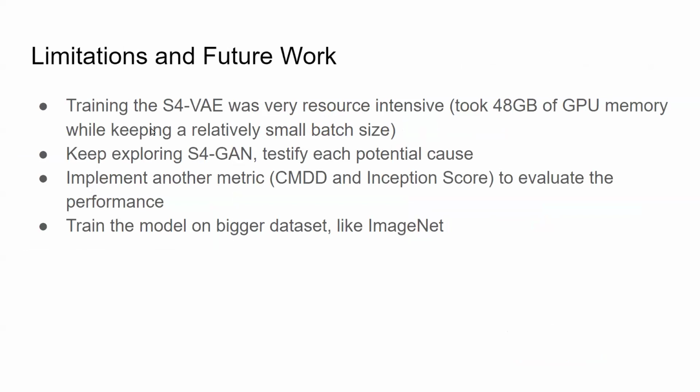Coming to the limitations and the future work, training the S4 VAE was extremely resource intensive. It took 48 gigabytes of GPU memory, while we kept only a batch size of 32 and only used 2 layers of S4. We believe that increasing the batch size and especially the number of layers would make the performance of the S4 VAE much better. We also believe that S4 GAN will work because, as we can see from the S4 VAE, the S4 layers have the capacity to generate images well. So I think once we can stabilize the training, the S4 GAN should work well.